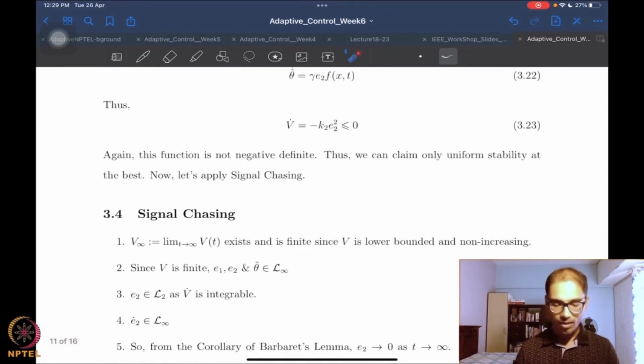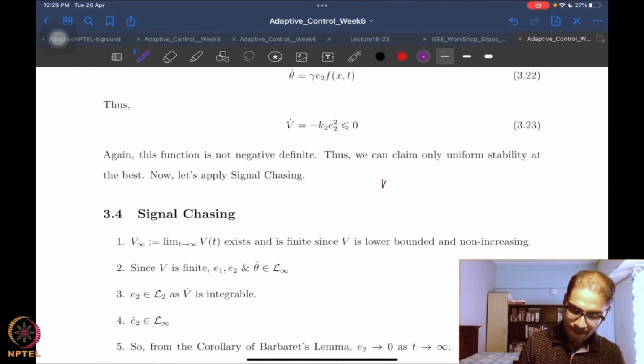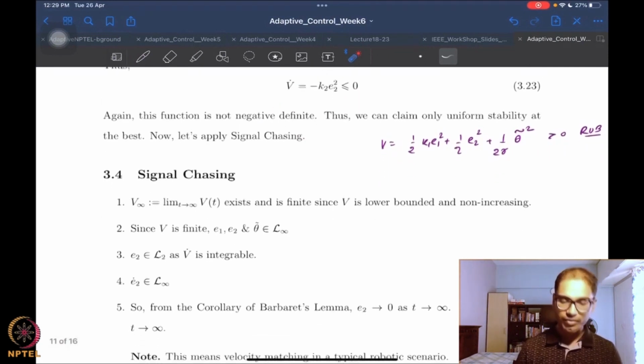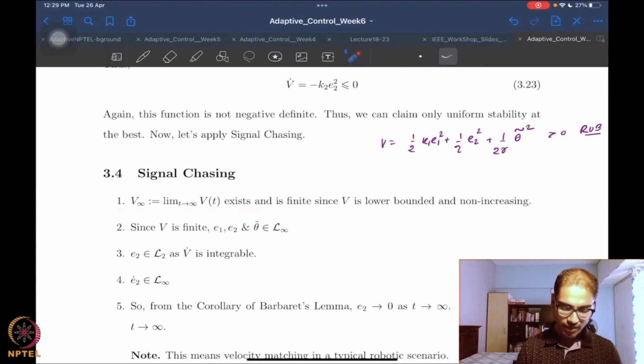Because V is basically 1 half K1 E1 squared plus half E2 squared plus 1 over twice gamma theta tilde squared. So obviously this is greater than 0, radially unbounded in fact. Therefore it is lower bounded at 0, and it is non-increasing because of this. So we have a V infinity existence, and it's finite. Because V is finite and non-increasing, all these E1, E2 and theta tilde are bounded functions, L infinity functions.